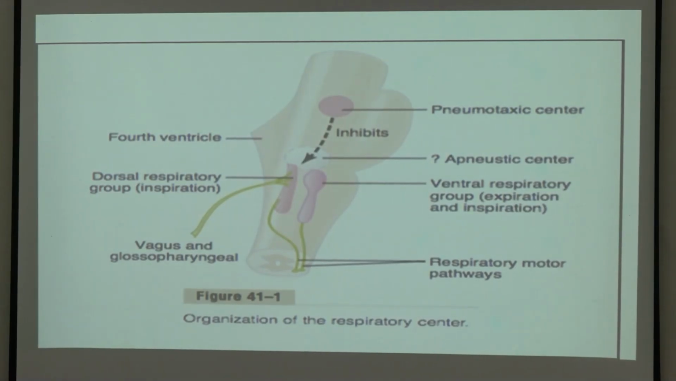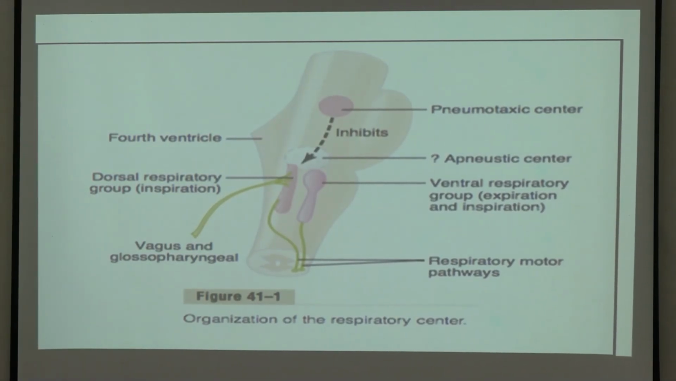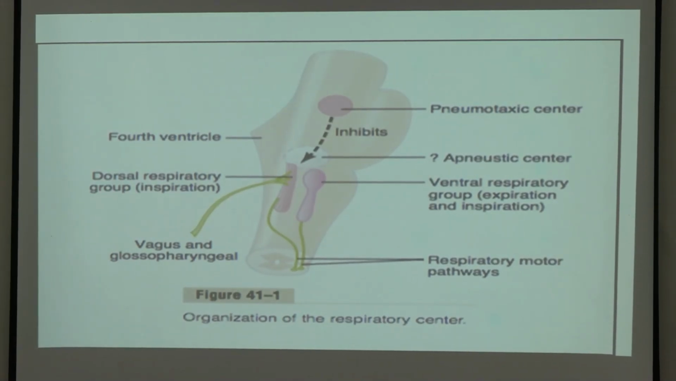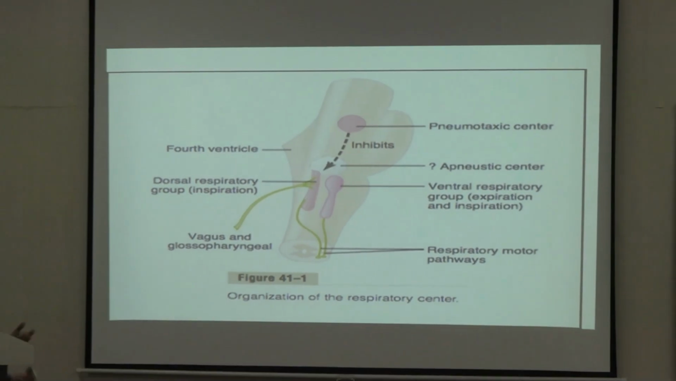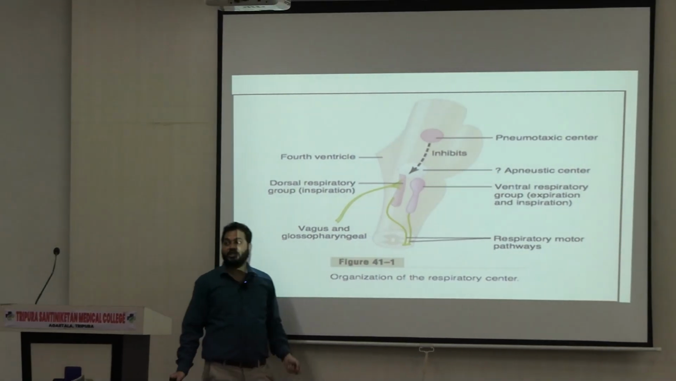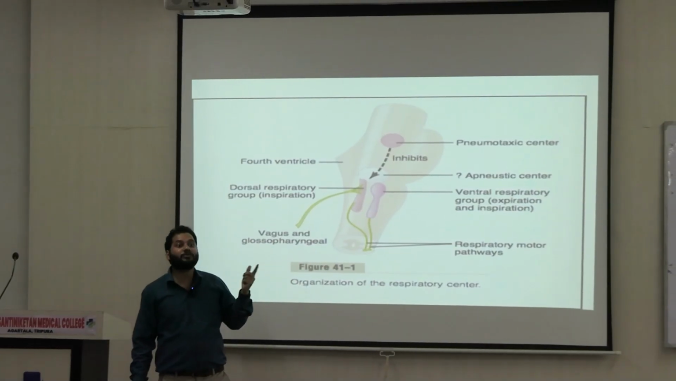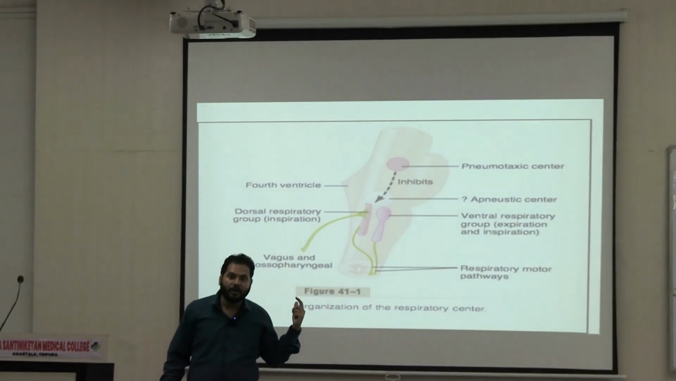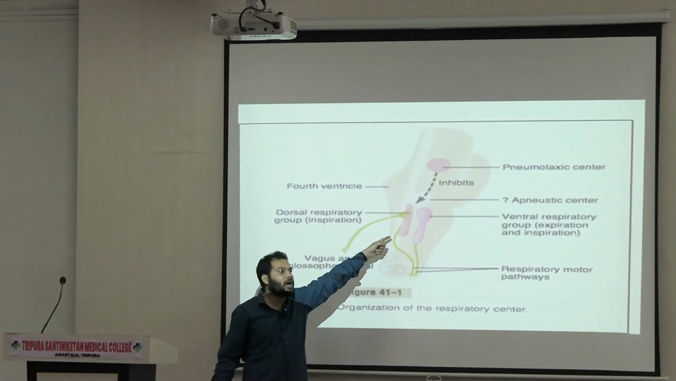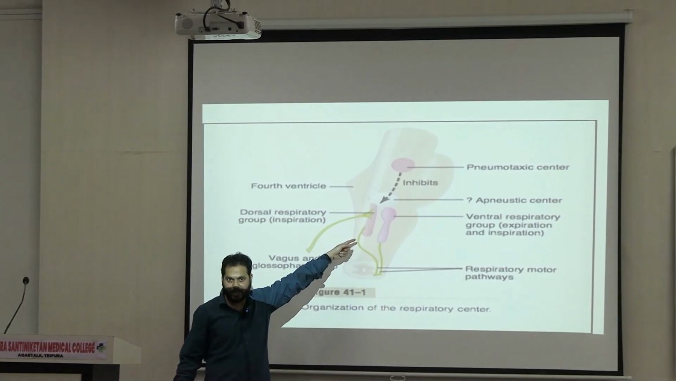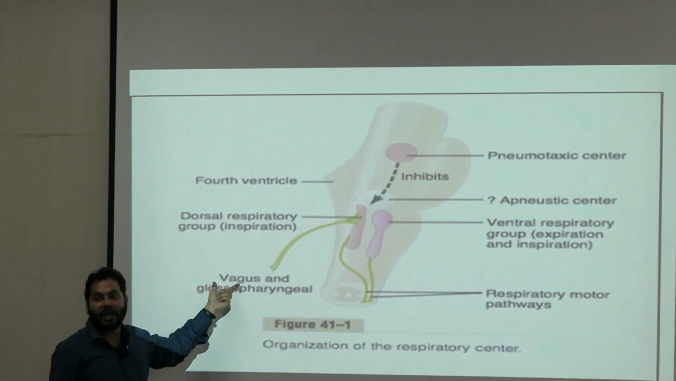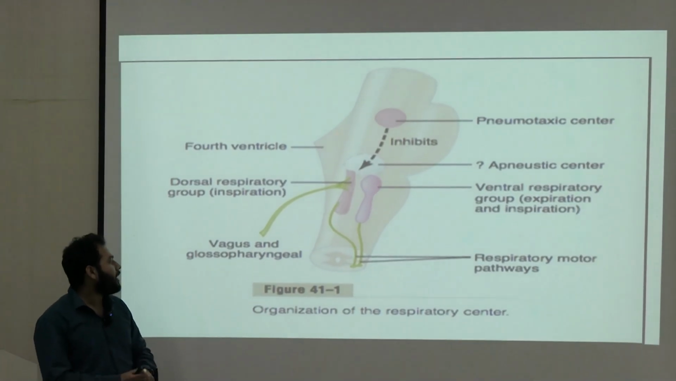The dorsal area, which is basically involved with inspiration, as well as you can see the ventral part. Here, this nerve fiber, you already know about that. These are both the vagus and glossopharyngeal. They are nerve fibers that originate from the periphery, right? And ultimately they reach the center, and the center decides about the rate and depth of respirations. That totally depends on the stimulus that is received by the vagus and glossopharyngeal.